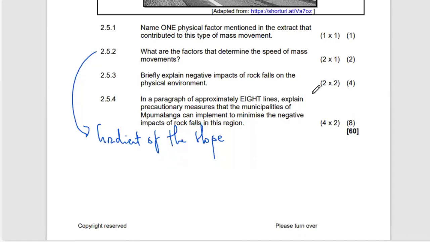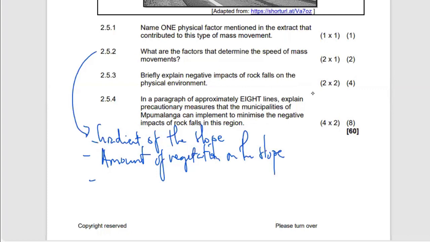And also look at the amount of vegetation on the slope. If there's vegetation, it stabilizes the slope and the movement will be slower. But if there's no vegetation, it's likely that the movement would be fast. The amount of moisture in the soil also determines this. If there's more moisture, the movement is likely to be faster because moisture provides a lubricant for the movement of the material.